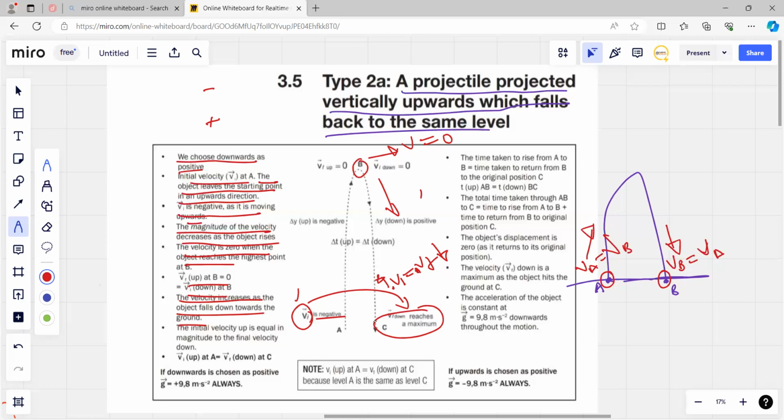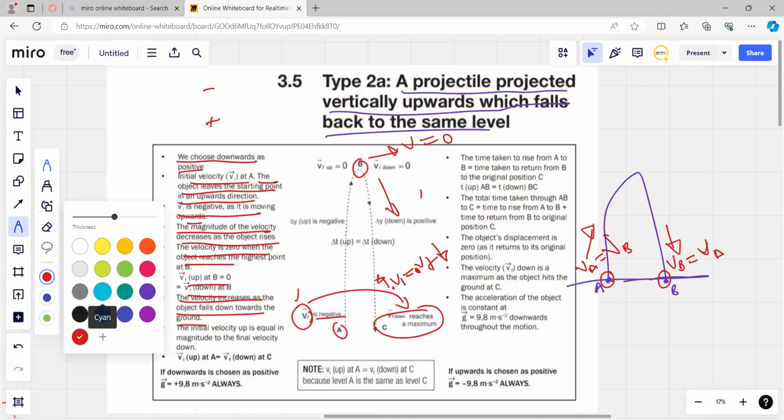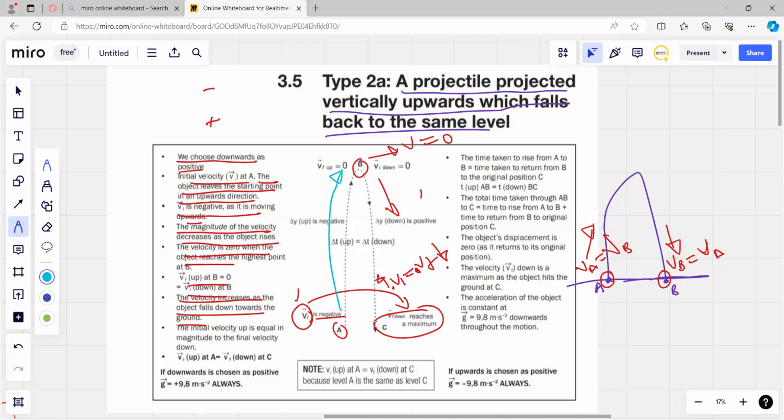The time taken for an object to move from point A to point B is equal to the time taken to move from point B to point C. So the total time taken to move from A to C is two times the time from A to B, or equal to the time from A to B plus the time from B to C.